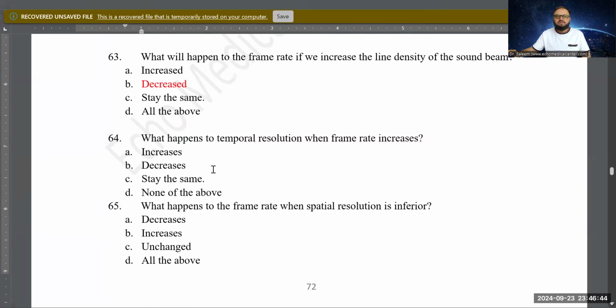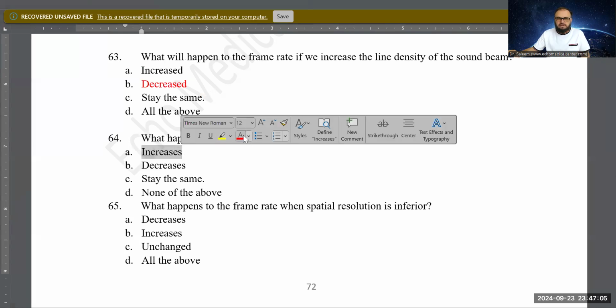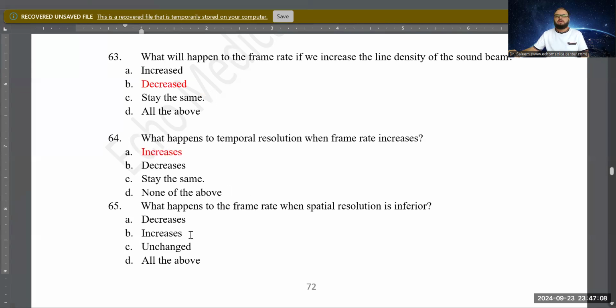Okay, what happens to temporal resolution when frame rate increases? This question is basically asking for the relationship between the temporal resolution and frame rate. Like, what is their relationship? Exactly, as frame rate increases, temporal resolution will increase as well. So they have a direct relationship. Correct.